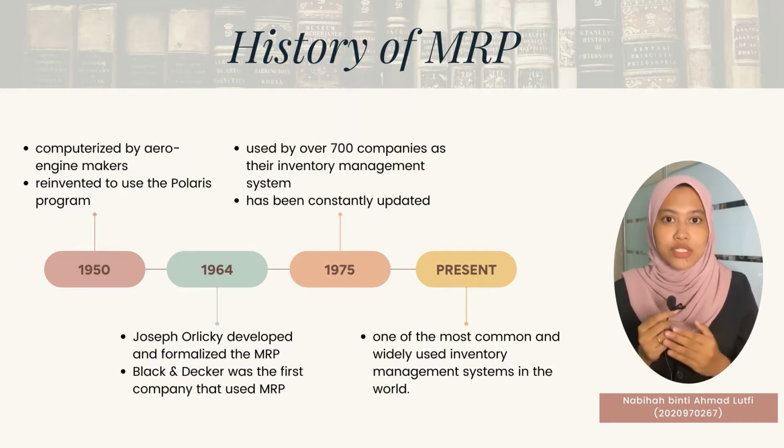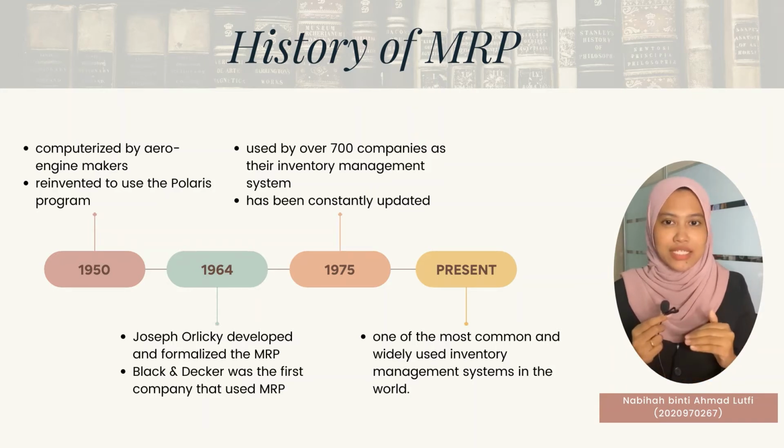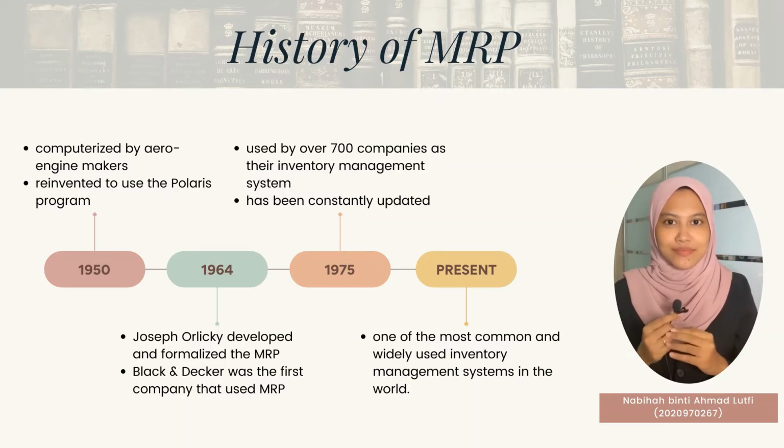Then, MRP was released to specific individual businesses, and Black & Decker was the first company that used MRP. By 1975, MRP was used by over 700 companies as their inventory management system. Since 1975, the MRP system has been constantly updated to make it more efficient for businesses. And nowadays, MRP is one of the most common and widely used inventory management systems in the world.